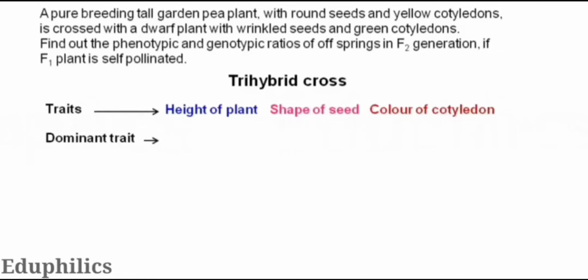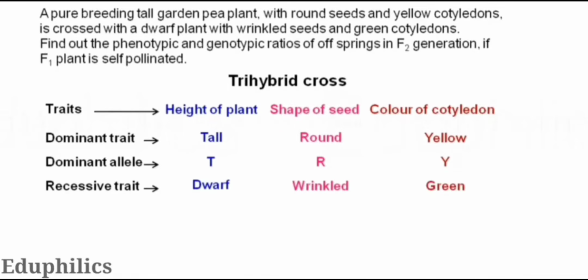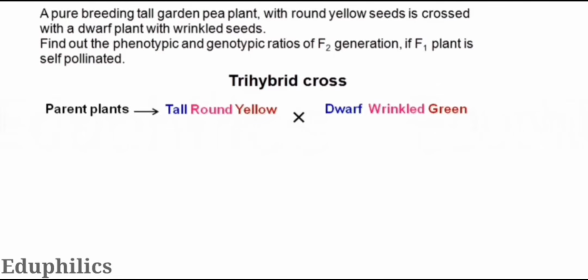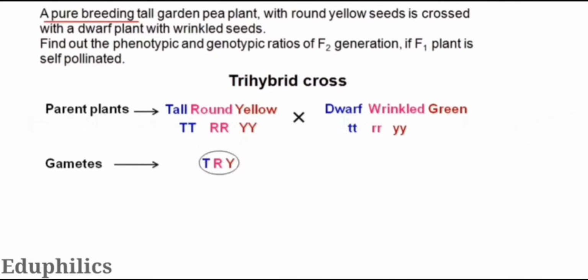The phenotypes of parent plants are: these are pure breeding plants. That means they are homozygous for all the three genes.